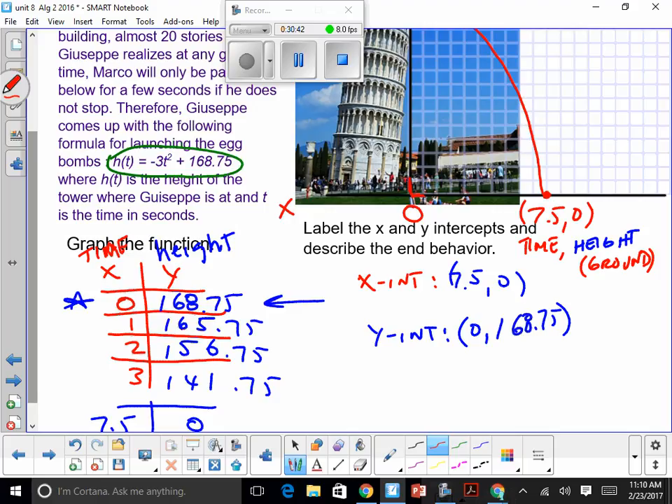Standard 1 is the one you're going to need to review the most. You're going to need that formula. Initial height.